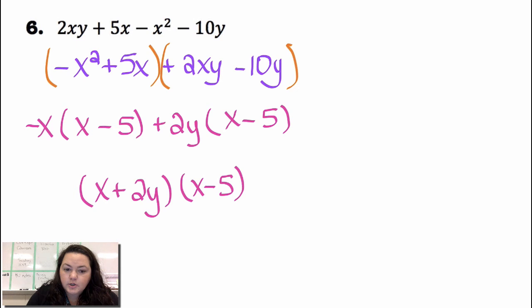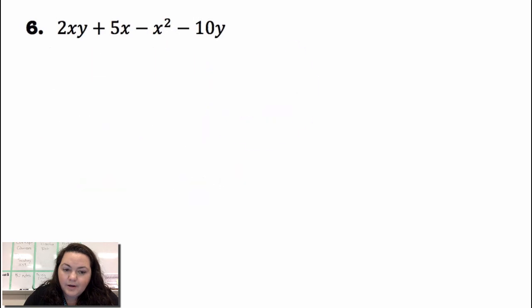And so my factors are a negative x plus 2y. And if you want to rearrange it and put 2y minus x, you can. And then x minus 5. So those are my two factors. All right, that's it.